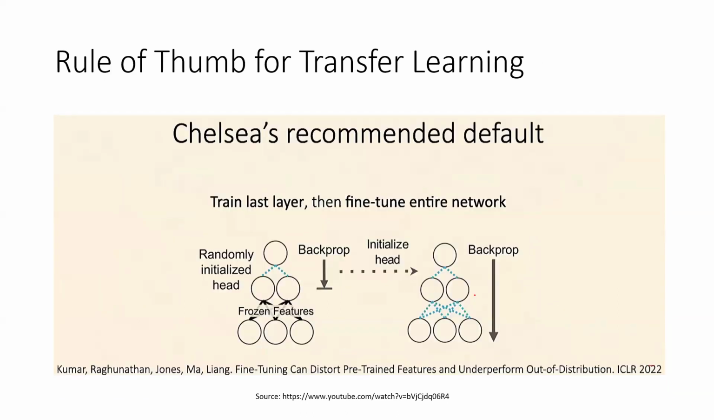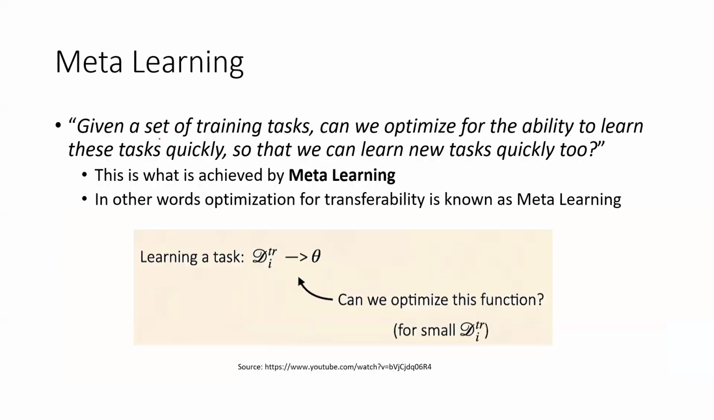So there's another one called Chelsea's recommended default. That means she has given a rule of thumb where the first thing to do is train the last layer and then fine tune the entire network. So in this way, you can easily fine tune as a common rule, right? So this is another rule, known as the last recommendation given in a paper, right?